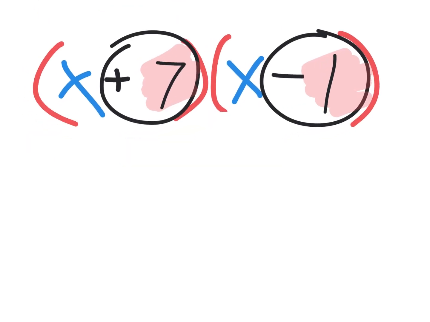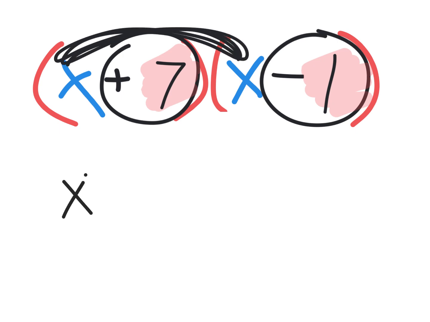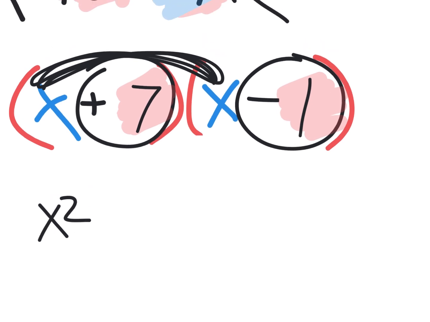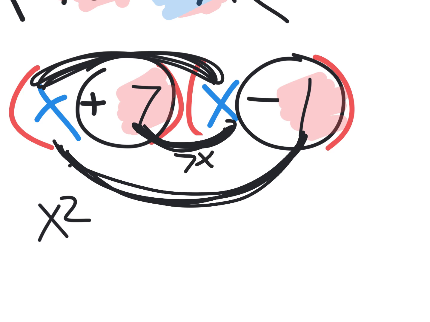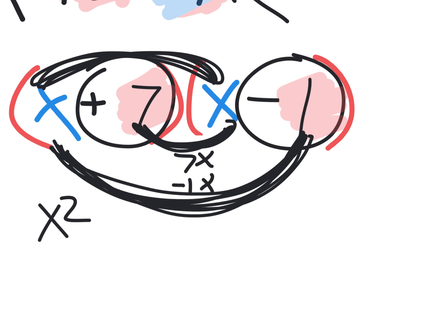And here's how you check. The first is this times this. X times X makes X squared. Yay, I got that right. And then, this is important, the outside and the inside, I would always do them underneath like this, because this is the key too. That and that. Those two make 7x. These two make negative 1x. And what does 7x and negative 1x make when you put them together?